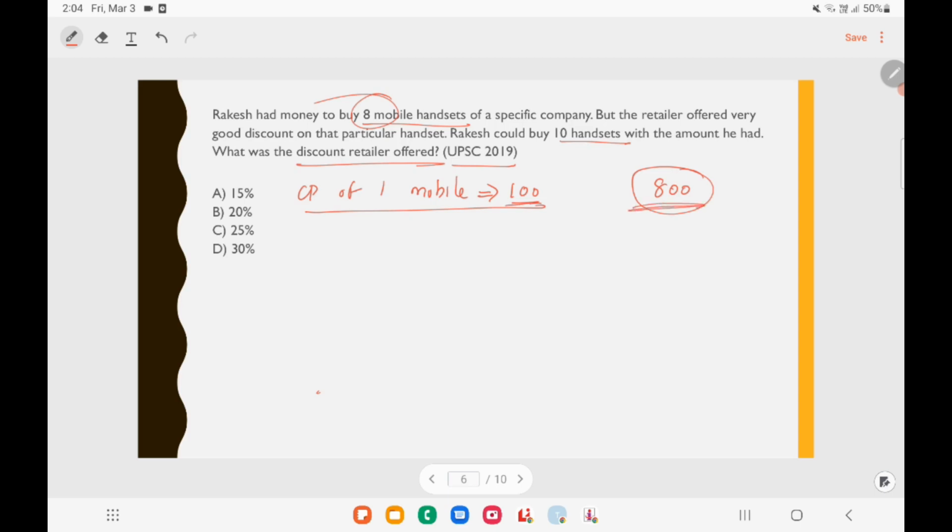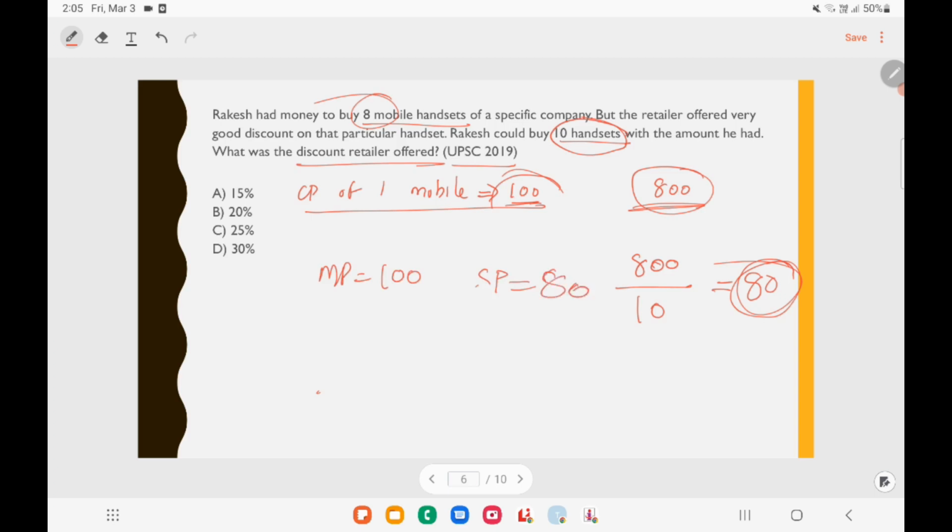But now because the retailer offered him a discount, he is able to buy 10 handsets. So with 800 rupees, he is able to buy 10 handsets. That means each handset will be costing 80 now. So earlier it was 100. Now it became 80. So marked price was 100. Now the selling price is only 80.